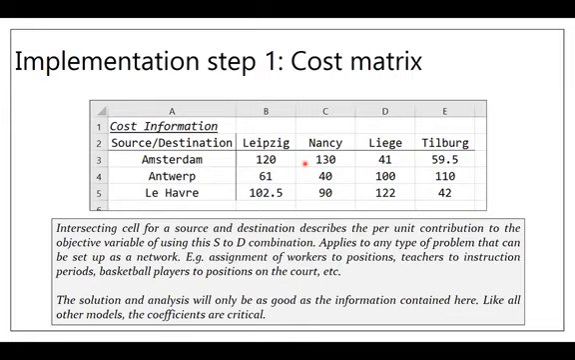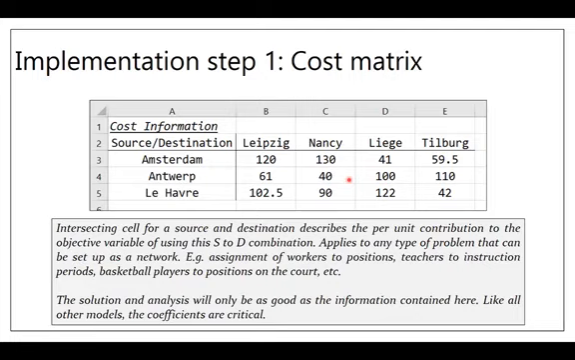Okay, so how do we implement this in a spreadsheet where we're going to keep this matrix design that comes from the cost information table? An intersecting cell for a source and destination is the per unit contribution to the objective, in this case the per unit cost. So Antwerp to Leipzig, the cost will be 61. The solution will only be as good as this cost information. That's something to keep in mind. If we were fudging numbers, and if we believed the best information was related to the distance, then we could just use the straight distance value and think about cost per mile.